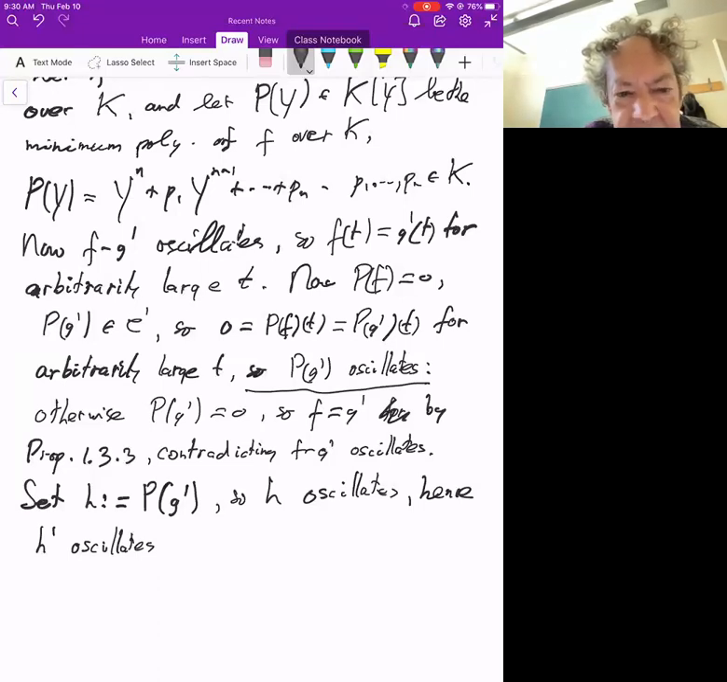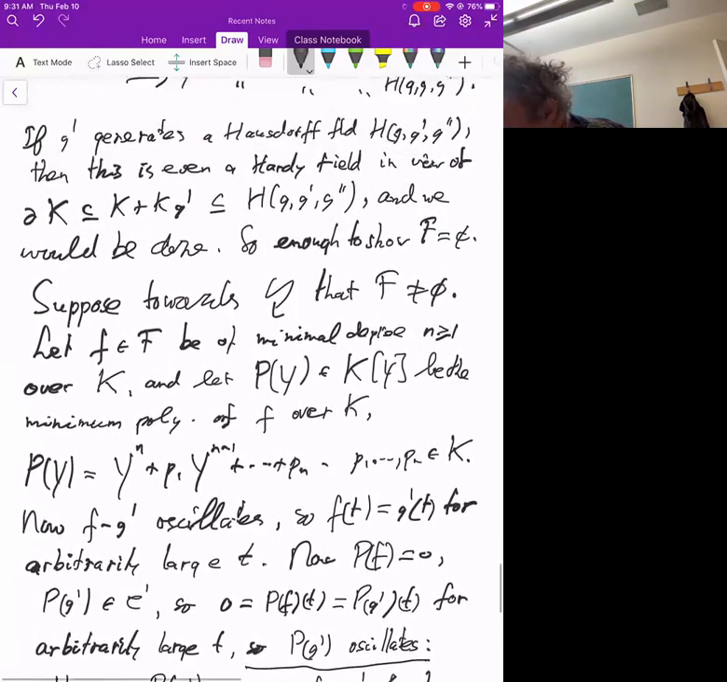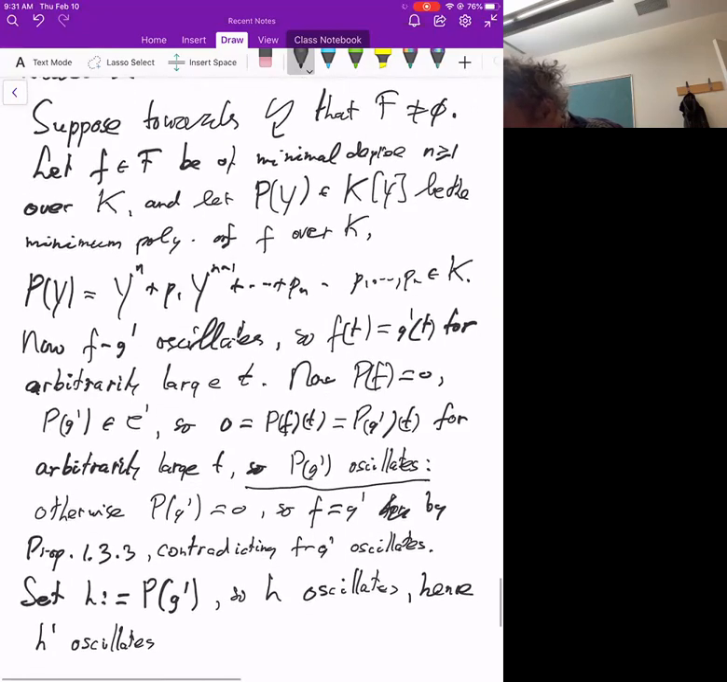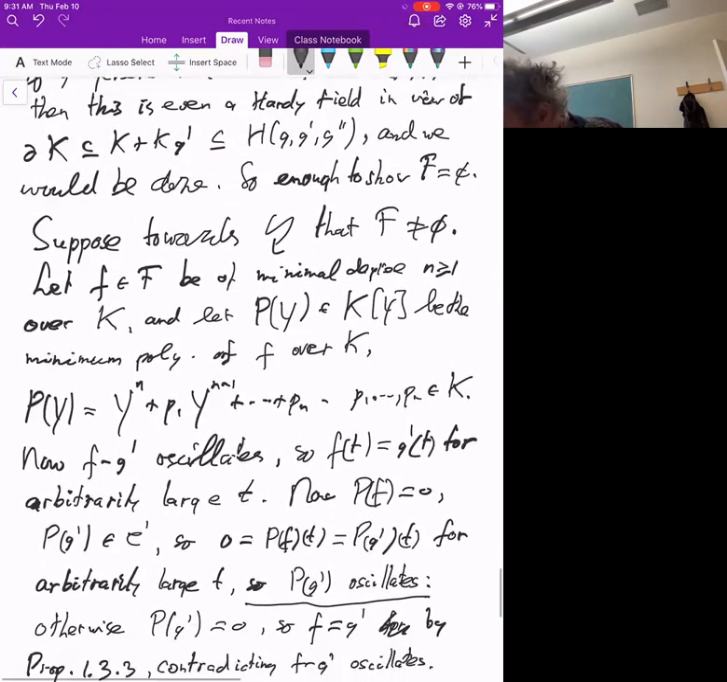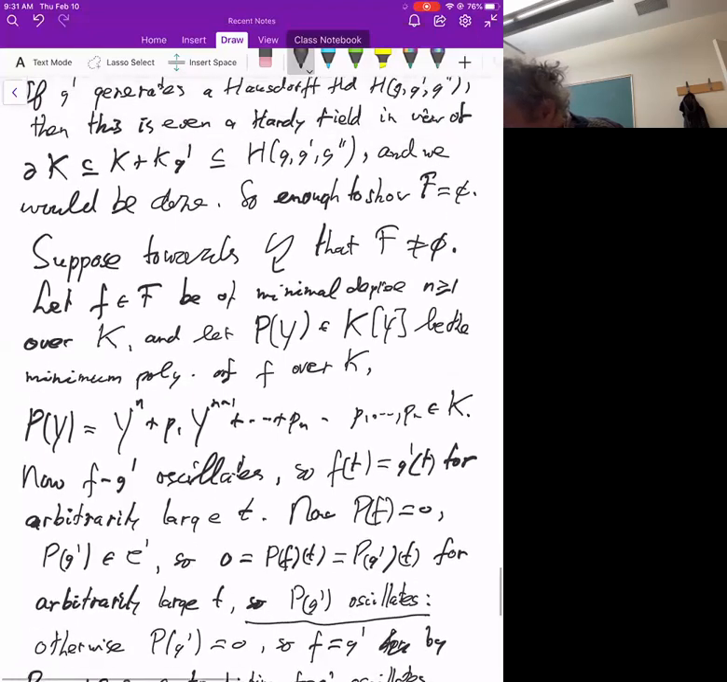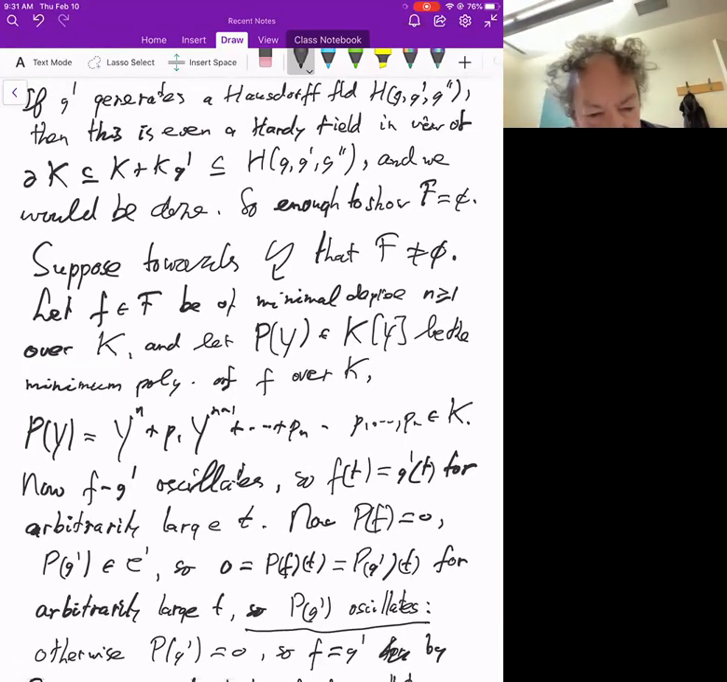F prime minus G double. F prime, where is F? F was in K. F is in K, but then the derivative in K, of F, in the real closure of K. Sorry, yeah, which is a Hardy field, right? Which is a Hausdorff field, right? Yeah, F prime is in the real closure of K. That's right.